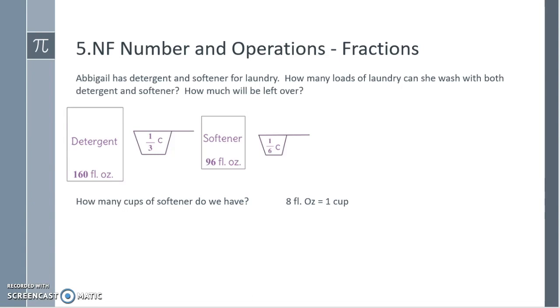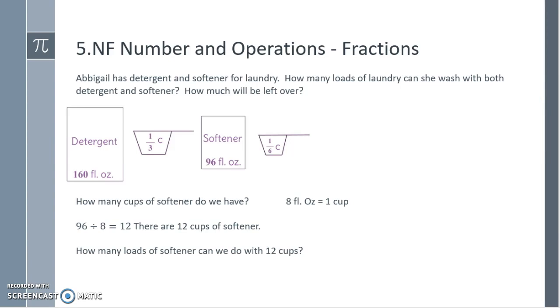We now need to determine how much softener we have. Again, there's 8 fluid ounces in 1 cup, so 96 divided by 8 is 12. So there are 12 cups of softener.